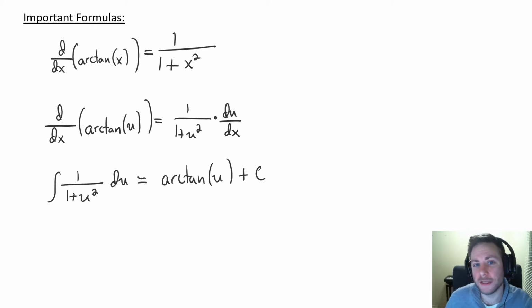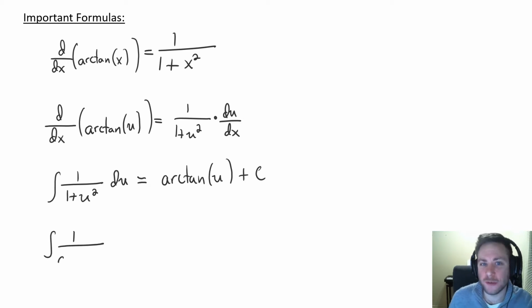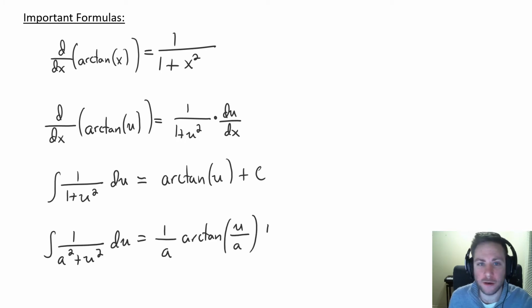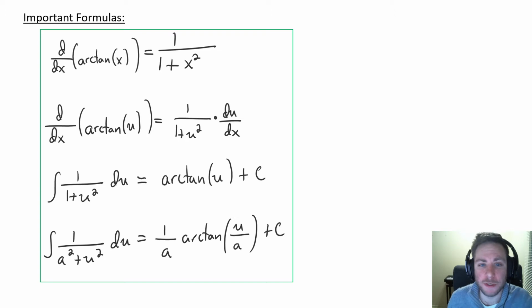Notice that 1 plus u squared represents a sum of squares, so it would be nice if we had a formula for a more general sum of squares, such as a squared plus u squared, rather than just 1 plus u squared, which is quite limiting. And the formula is this: 1 over a arctan of u over a. If you like, this last formula can also be proved using pretty much the same ideas shown in the previous video with arcsine, so pause and convince yourself of that as necessary, and also pause to take a moment to record these four on your formula sheet.